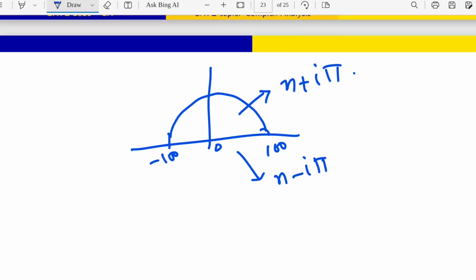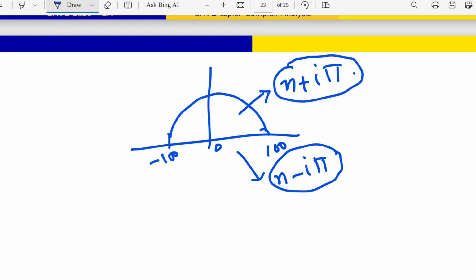So you can definitely see that this point will be excluded from our contour, and this point will be included in our contour. So to calculate the integration for this case, we have to take only this point. We will not consider this point. I think it's understandable, right? So we will talk about this point only.